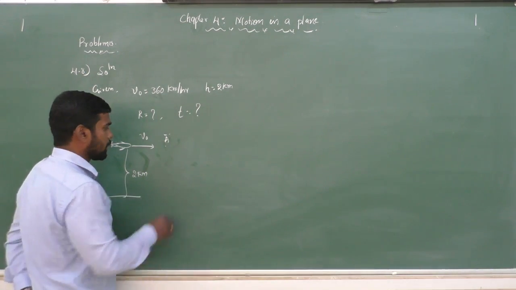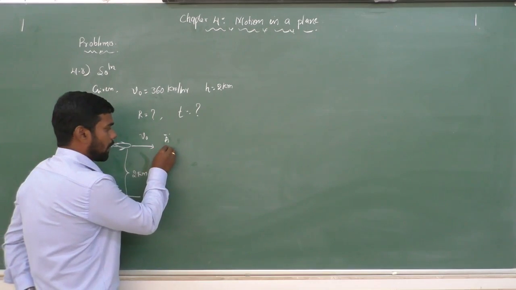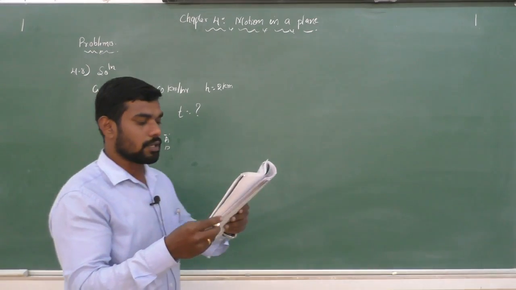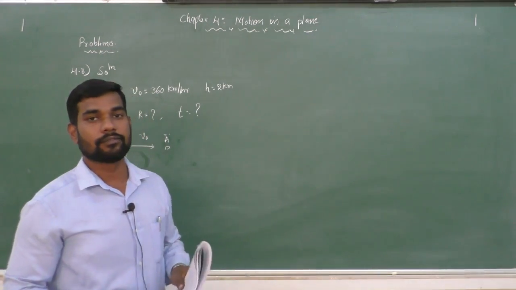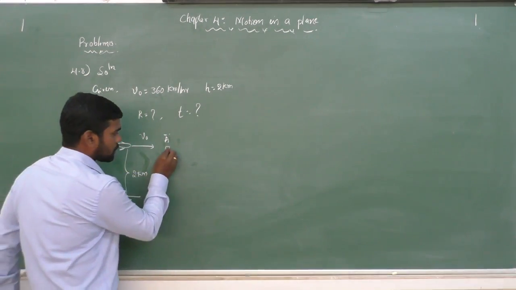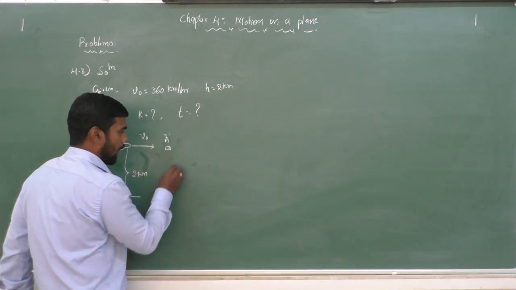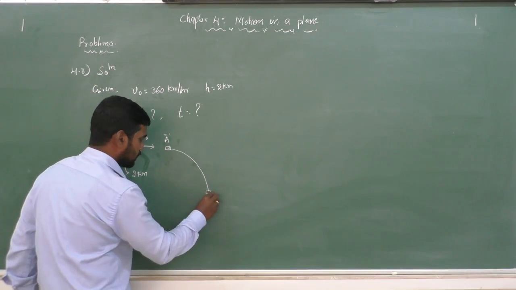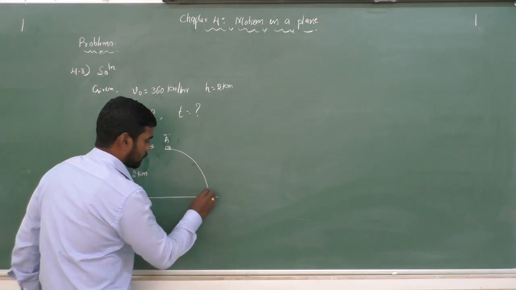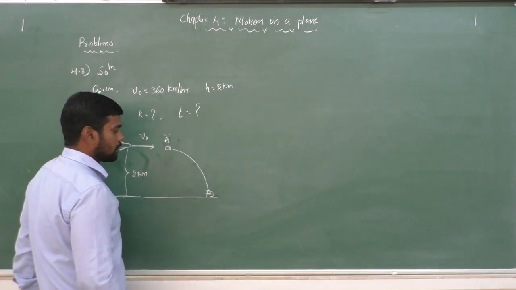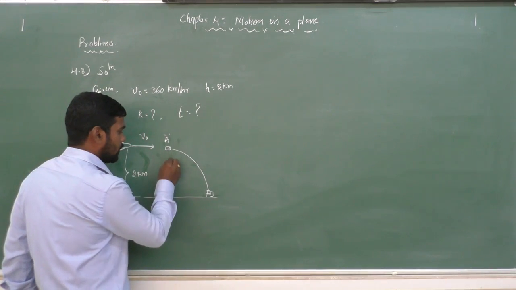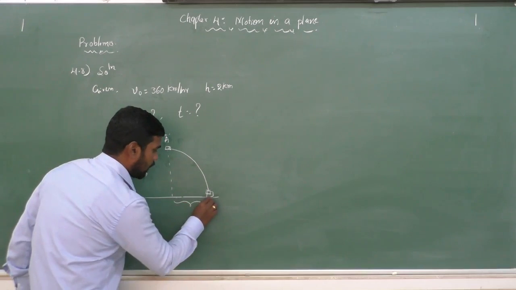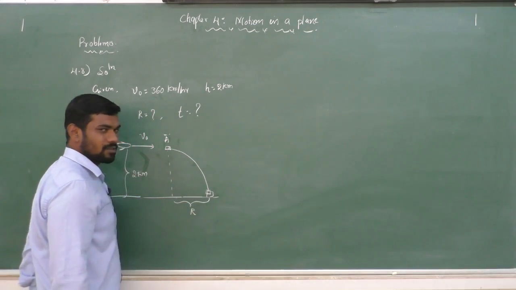At point A, it drops the food packet, the bag containing food. When it drops, the food packet will go like this, come down, and fall here, on the horizontal ground. Now what we have to do is find this distance from here. You can consider it R or S, whatever it may be.